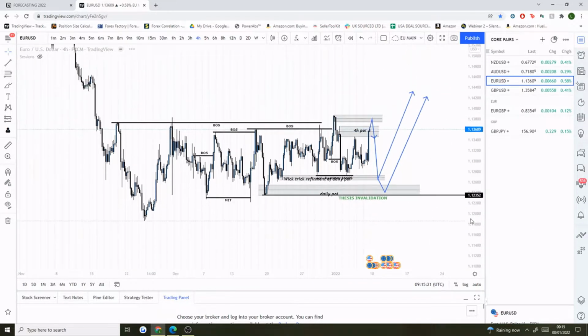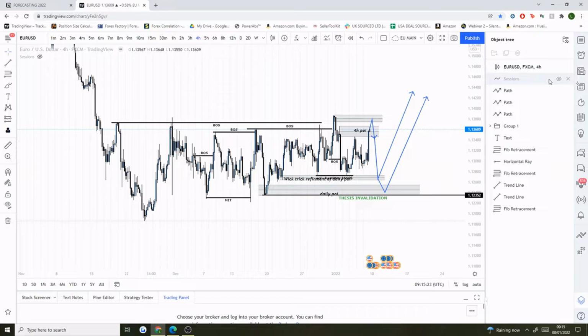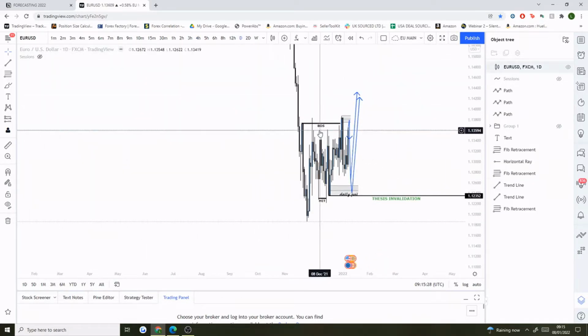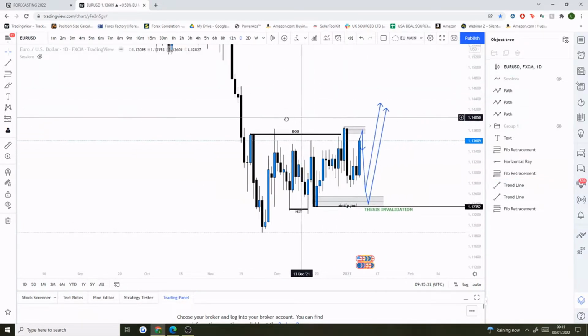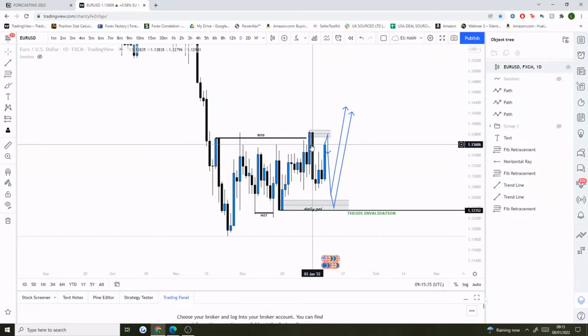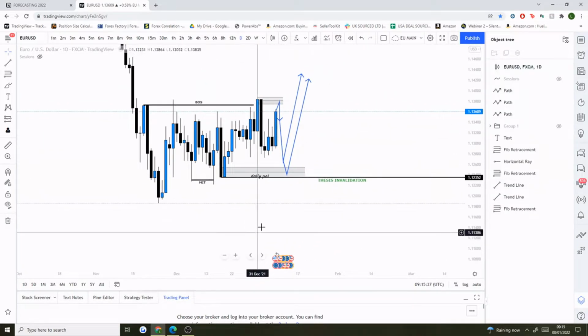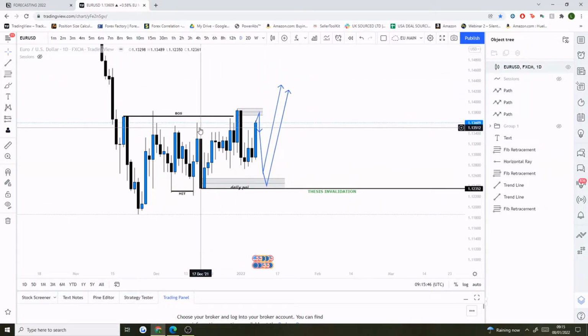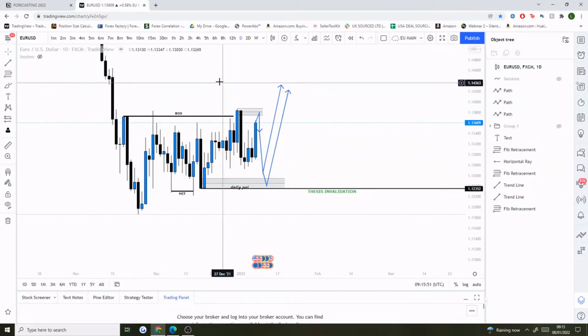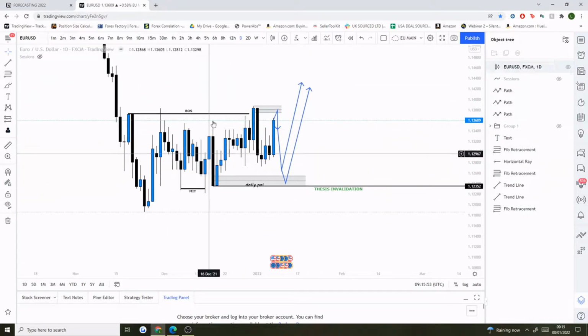Alright, so Euro dollar. It's a bit messy, so I'll just hide my 4 hour drawings before I start talking. Alright, so on the daily now, just like last week, we've got a break of structure to the high here, and then technically speaking, this whole bearish candle here is the order block which caused that break of structure to the high. But considering how big that is, I do think there's a couple of refinements which I'll talk about shortly, which we can make on that overall candle.